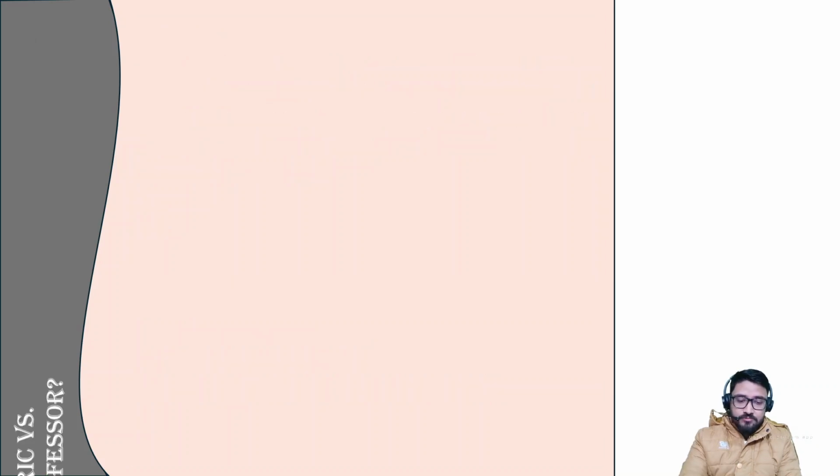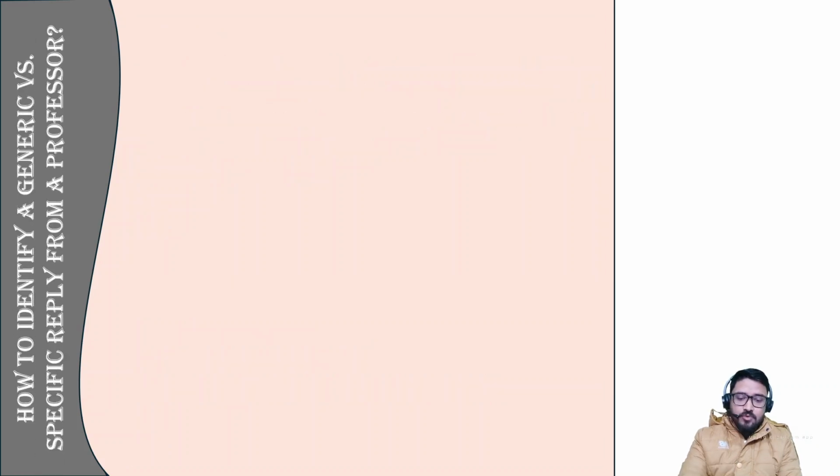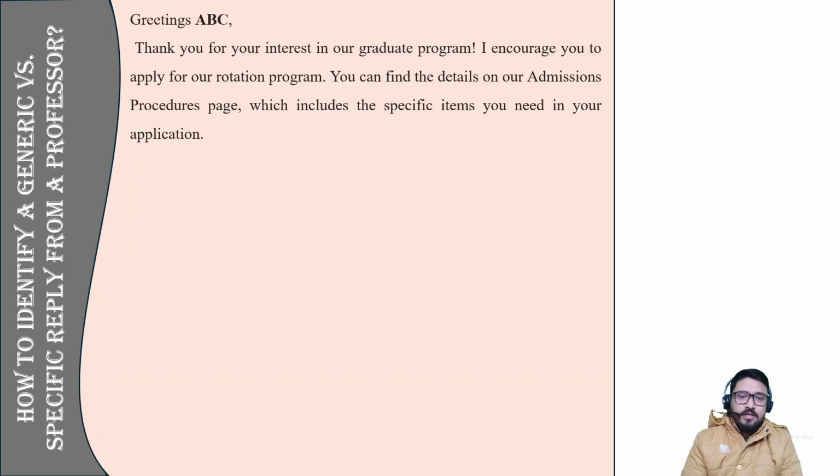Now let's go. Next is how to identify a generic versus a specific mail, or a specific reply from a professor. Here are some examples. The professor neither rejects you nor accepts you. He will send some generic mail and you need to identify whether it is generic or not. Also there may be some good ideas about the department or recruitment. From the generic reply you can go and you can apply as well.